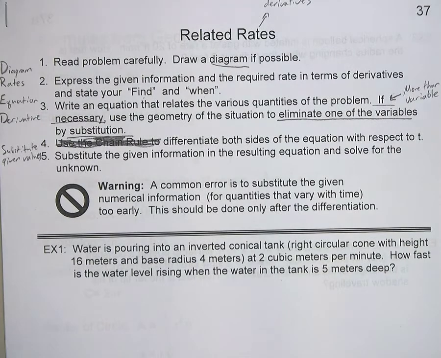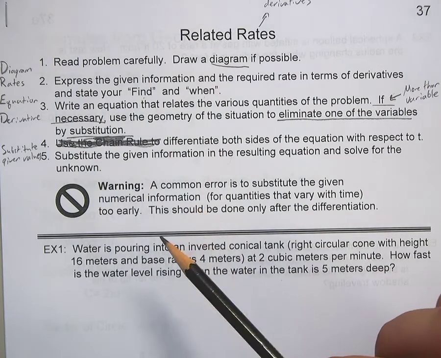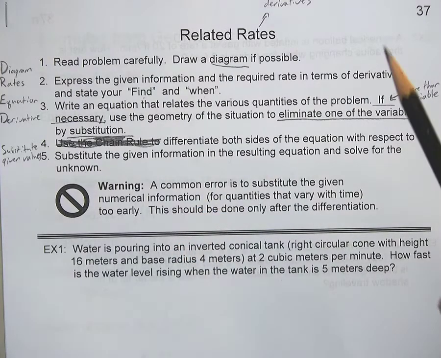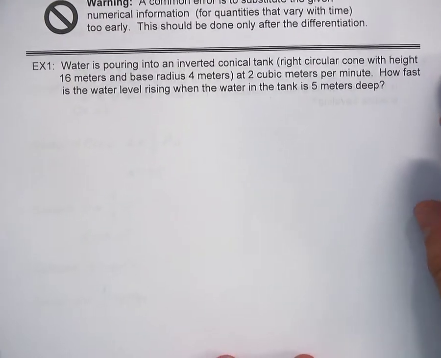Now, a little warning here. A common error is to try and substitute the given numerical information for quantities that vary with time too early. It's very common to want to do the derivative too early. This should only be done after the differentiation. So example number 1, we're just going to go smack into it.